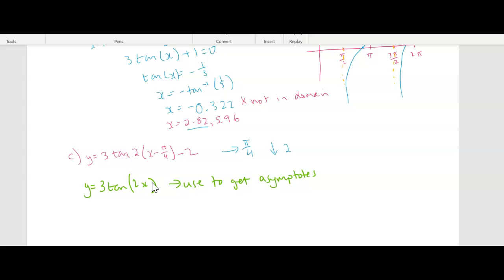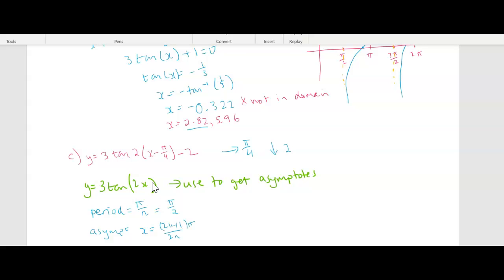asymptotes. Okay, so let's do the period first. The period is going to be the same for both, the pink and the green. Remember, the period for a tan graph is pi on n. So n in this case is 2, so it's just going to be pi on 2. And that means your asymptotes are going to be x equals 2k plus 1 over 2n, and I always forget the pi.